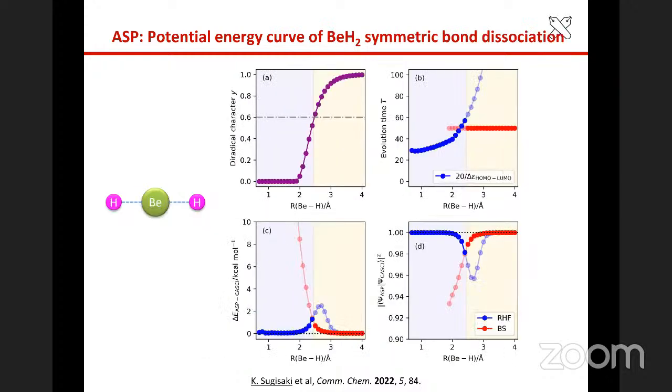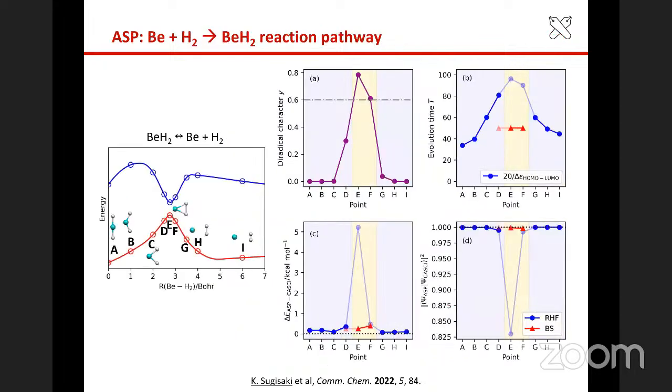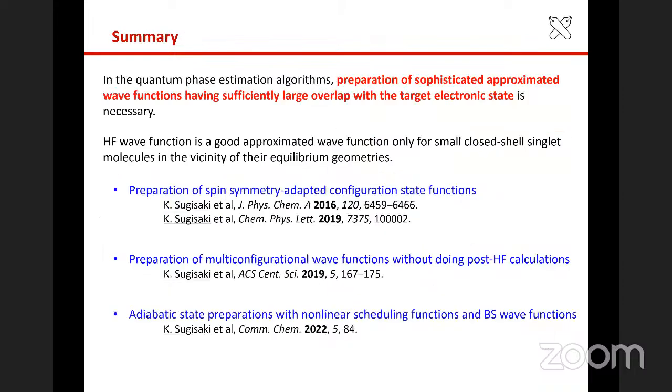And this is another example for the hydrogen molecule in the bond dissociation. In this case, we have only one diradical character, and we can calculate the ASP wave function. Again, we can obtain the ASP wave function having the fidelity larger than 0.98. Also, this kind of approach can be applied to some other models. And finally, I will summarize my talk.